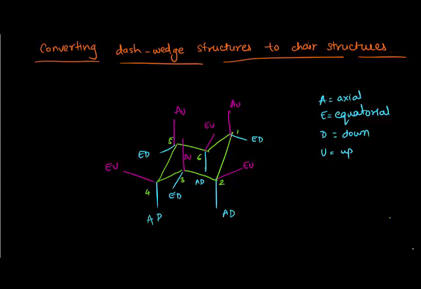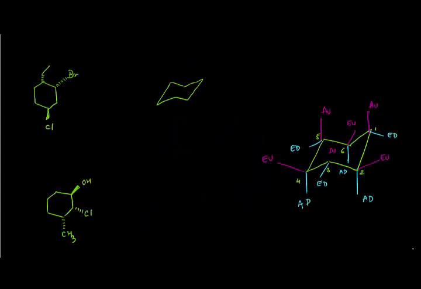Now what you want to remember is that whenever you're converting dash and wedge structures to chair structures, you're trying to look at the molecule from the top. So your view is such that the cyclohexane molecule, you can imagine it's in your hand, this particular chair structure, and you're trying to view it from the top down. So when we try to convert cyclohexane molecules from the dash and wedge to the corresponding chair, you want to remember the skeletal structure. Now let's look at this particular problem here.